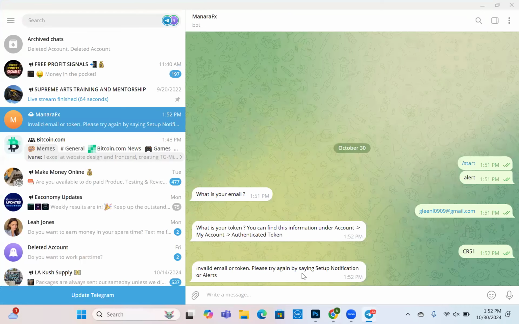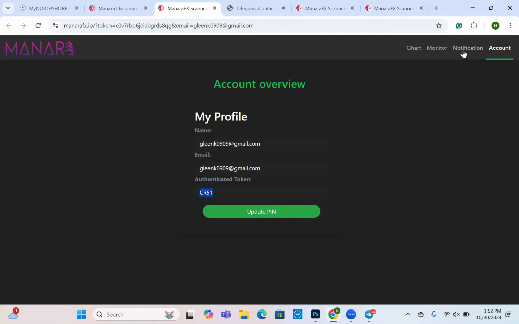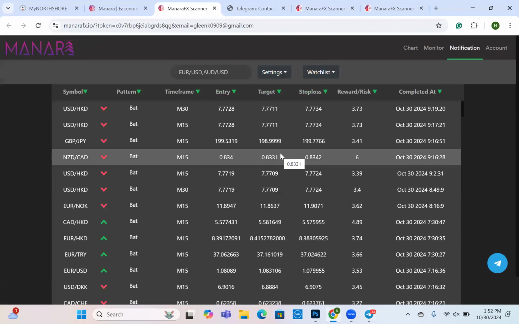So let's go back. You can do that on your own as well in your quiet time. Just take me back to the Manara scanner.